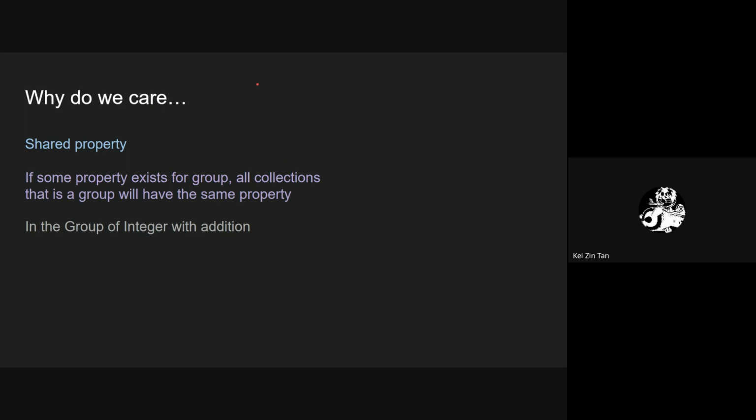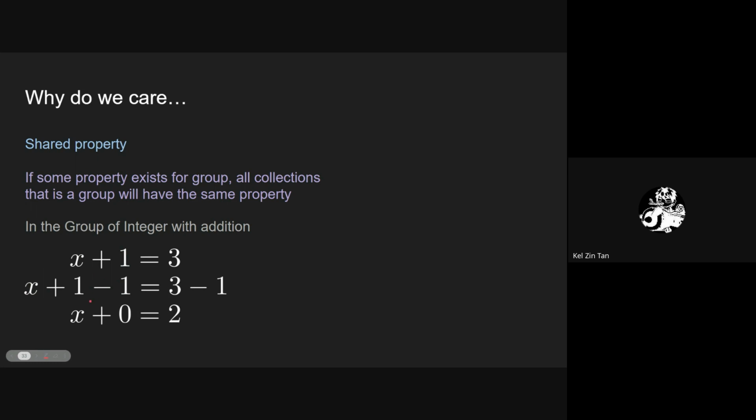So for example, in the group of integers with addition, we can solve this kind of equation, right? Let's say x is an unknown. Because we know that 1 has an inverse, we can add the inverse on both sides, and then we get x plus 0. This is the inverse property. Then x plus 0 is x. This is the identity property. Then we get that x is equal to 2. So in the group of integers with addition, we can solve equations similar to this.